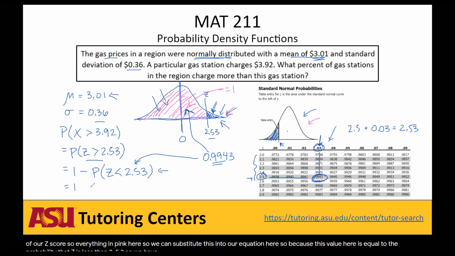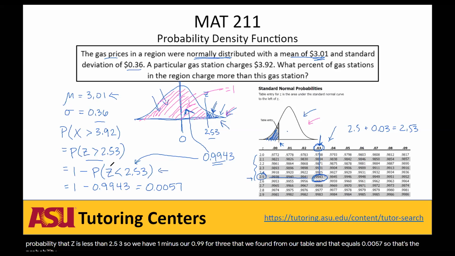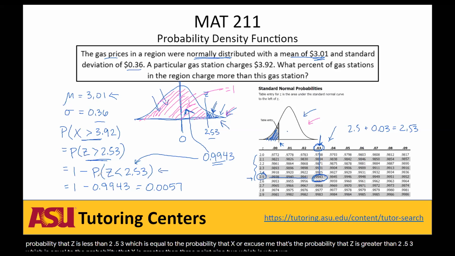So we have 1 minus our 0.9943 that we found from our table, and that equals 0.0057. So that's the probability that z is greater than 2.53, which is equal to the probability that x is greater than 3.92, which is what we were looking for.